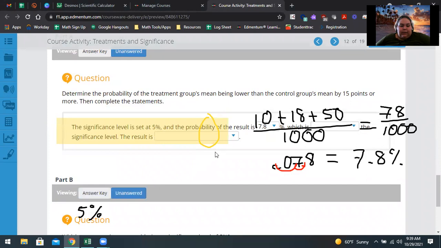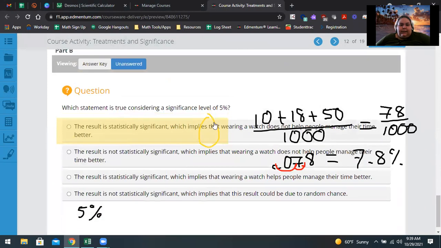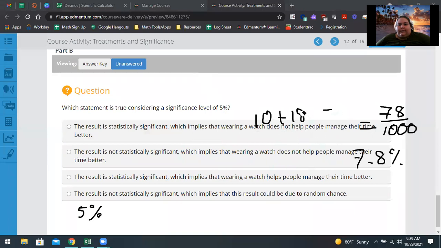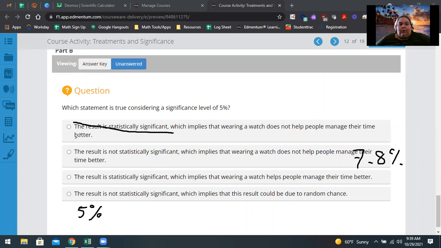For part B, we are going to see that 7.8 is larger. So it does imply that the result is not statistically significant. So right here, the result is statistically insignificant. That is automatically no. The result is statistically significant? We know it's not that. And the result is not statistically significant.